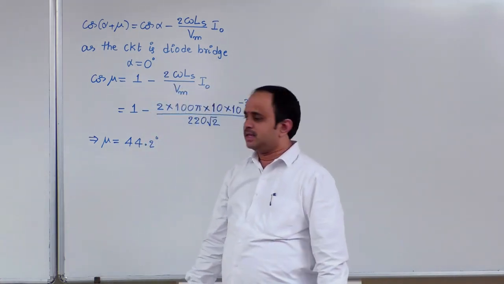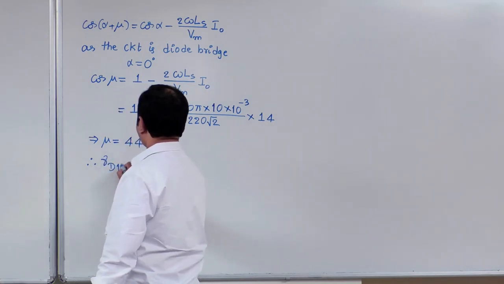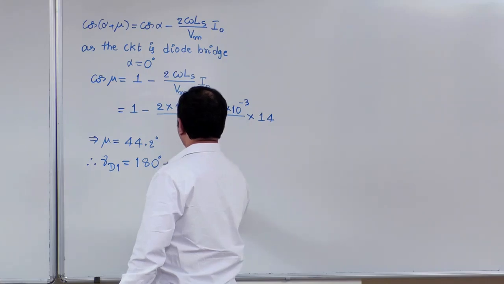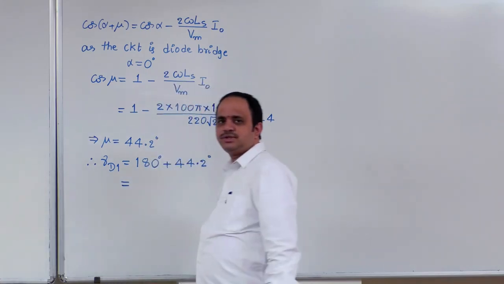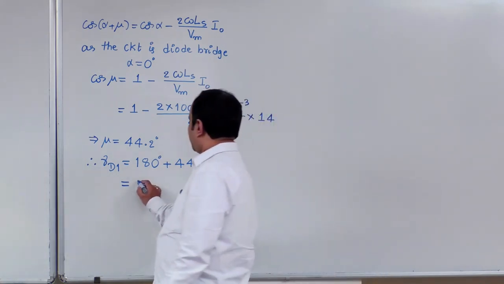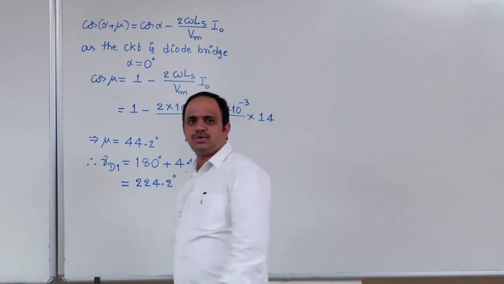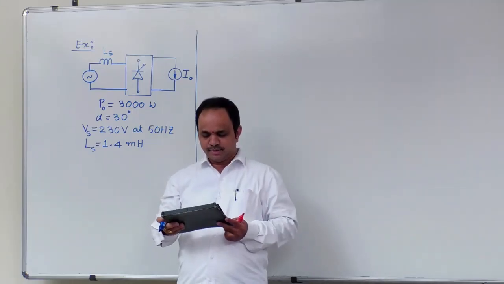From this simplification, the mu value is equal to 44.2 degree. Therefore the conduction angle for D1 is equal to 180 degree plus 44.2 degree. The final answer is 224.2 degree. Now let us take another numerical example.